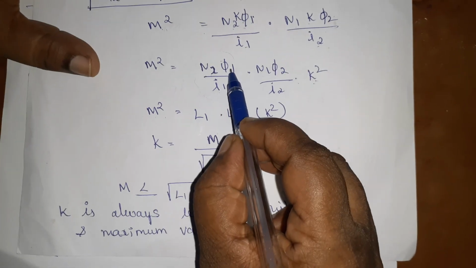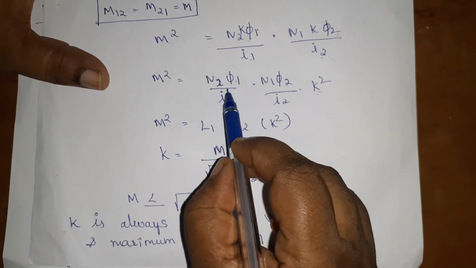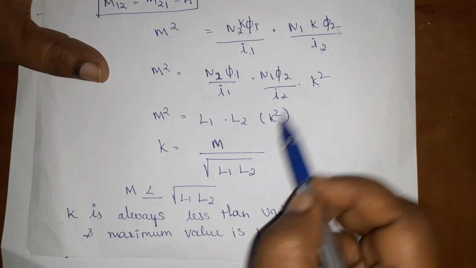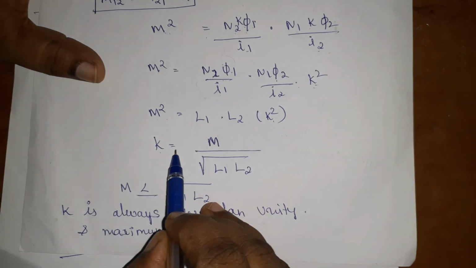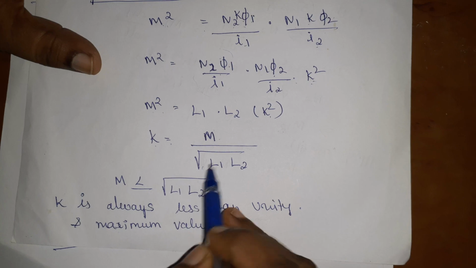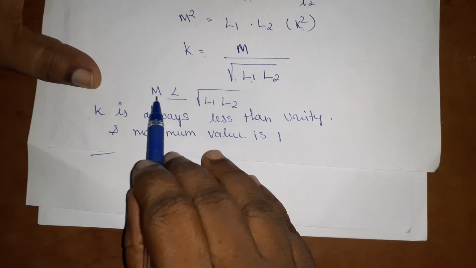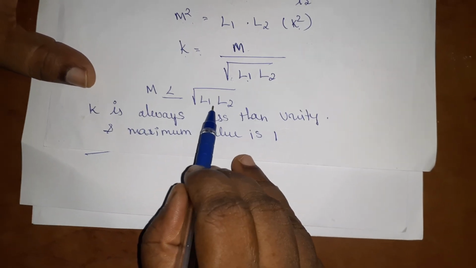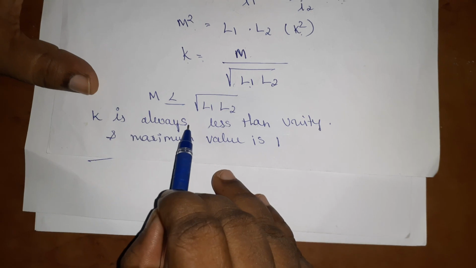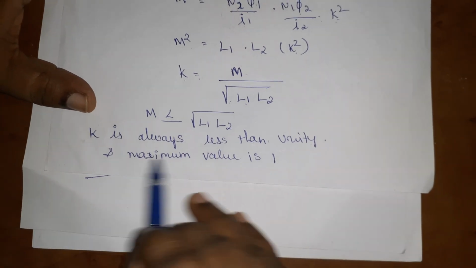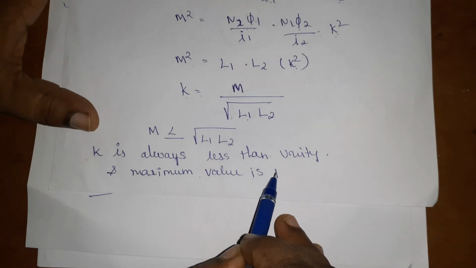So M square is equal to, consider this value, this is the self-inductance of the coil. This one is L1, this one is L2, into K square. So K is equal to M divided by square root of L1 into L2. M is less than or equal to square root of L1 L2. That's why K is always less than unity, and the maximum value is 1.